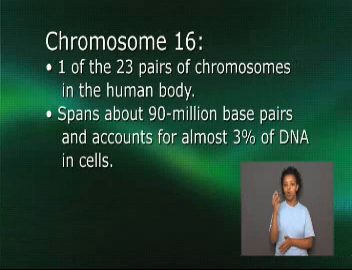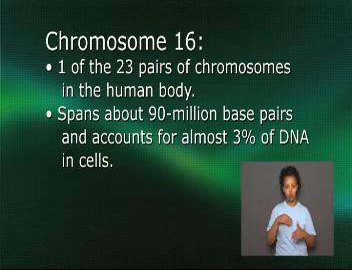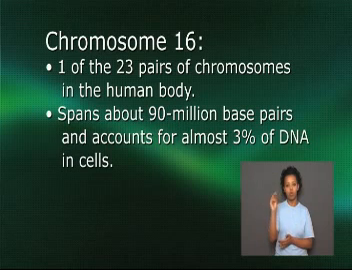Chromosome 16 is one of the 23 pairs of chromosomes in the human body. This chromosome spans about 90 million base pairs and accounts for almost 3% of DNA in cells.